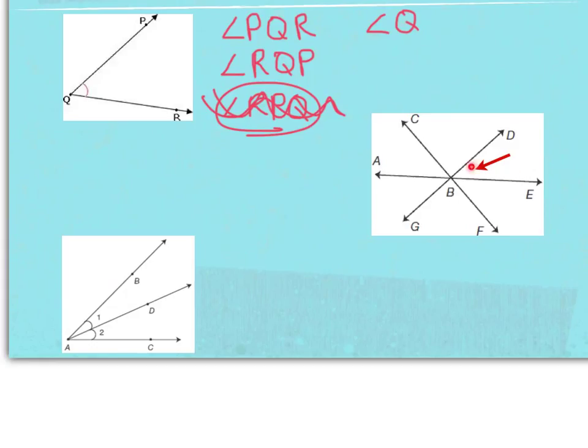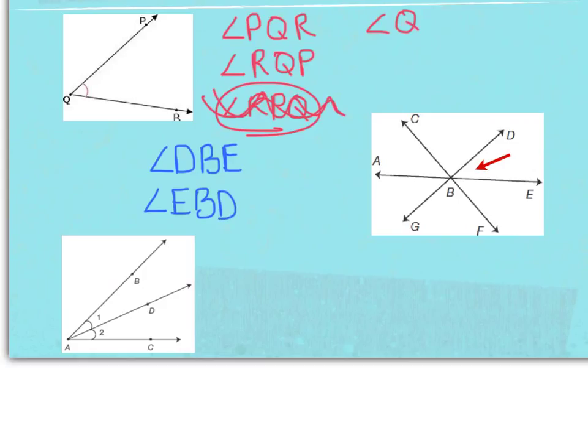How would I name this angle here? It's got that one. Wasn't there like 2 ways? Yep. BD or DB. There you go. DBE. What's another way I can name that same one? EBD. As long as you keep that B in the middle.